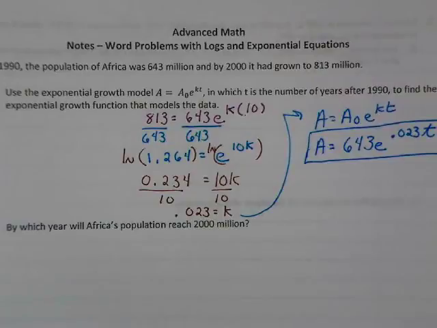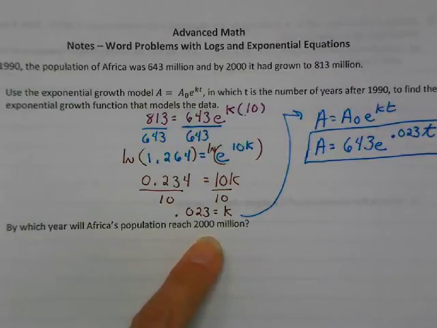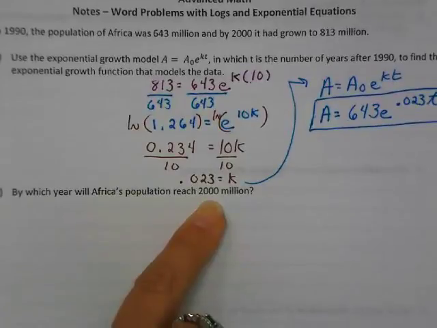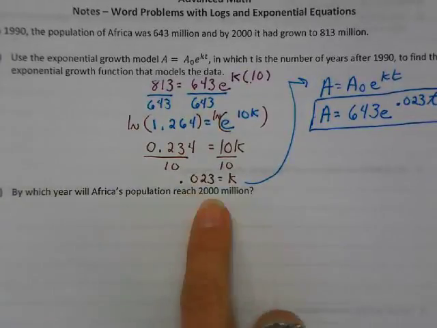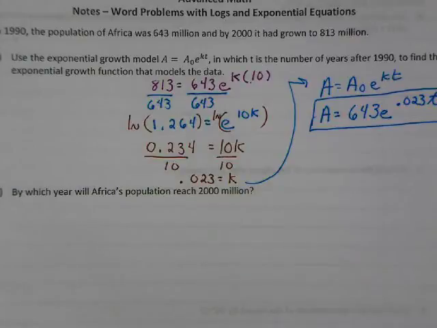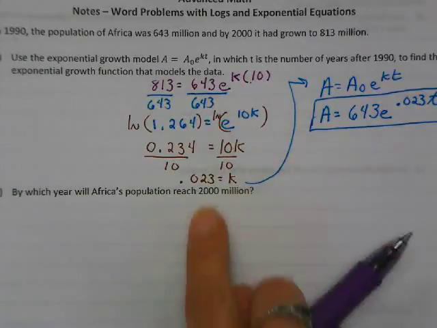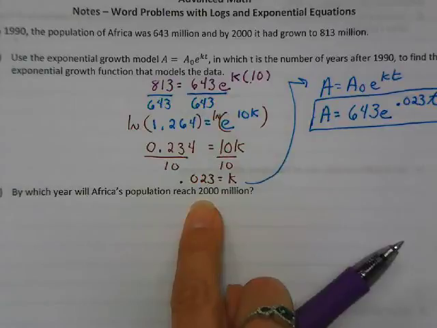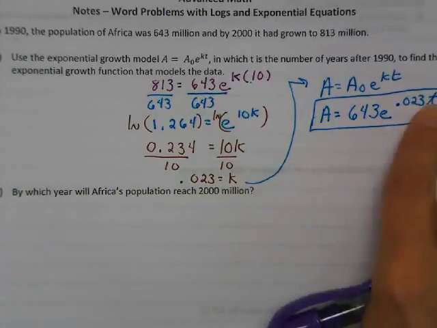Now that's going to help us answer B, because it says, by which year would Africa's population reach 2,000 million? Okay? It's weird, I copied that right from your textbook, but that's an odd number. Okay? So, what would this represent? Would it be the t for time, or would it be the end population?